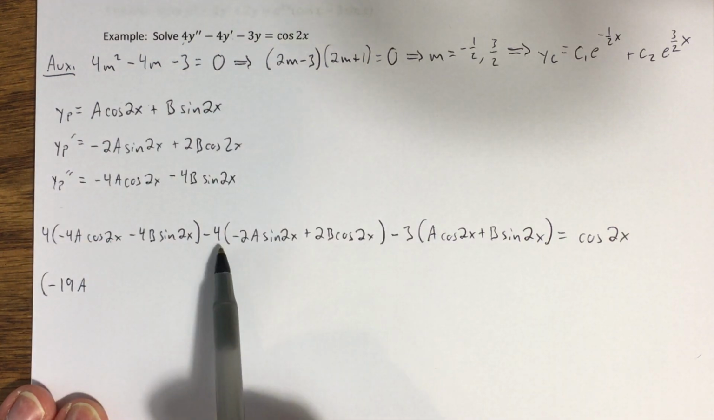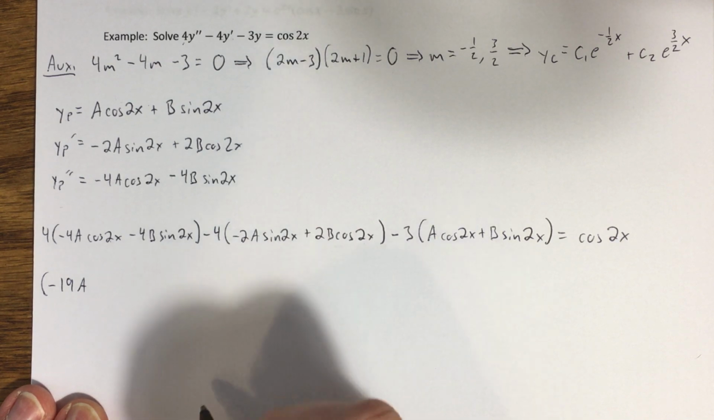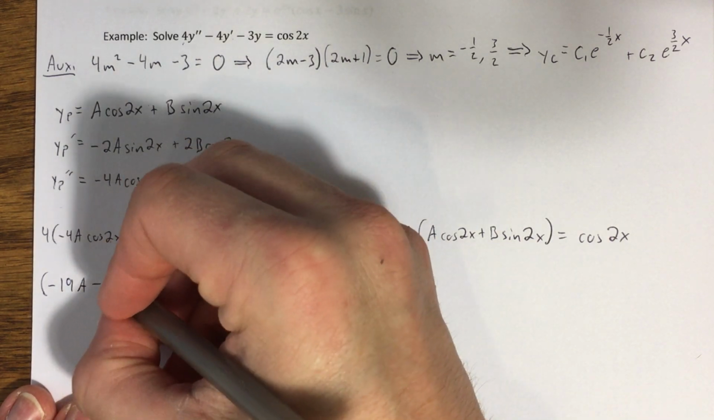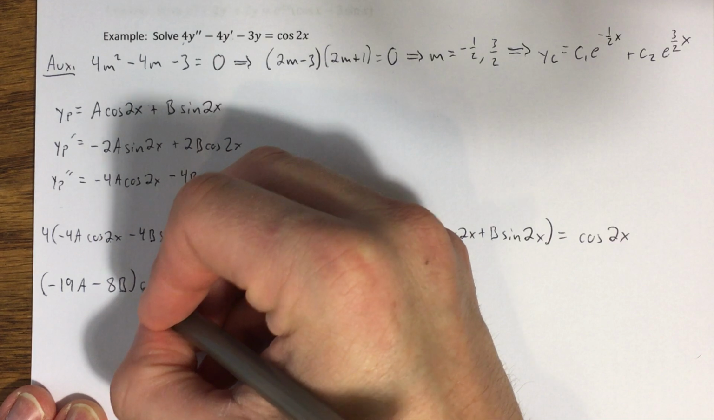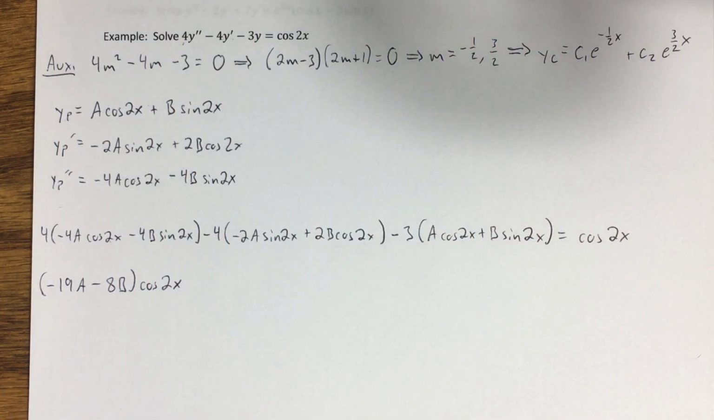Okay, and then remember we also said that we were going to have a negative 8b showing up on this side. So minus 8b cosine of 2x. Okay, you want to do that same sort of mental math combining of like terms with the sine as well.